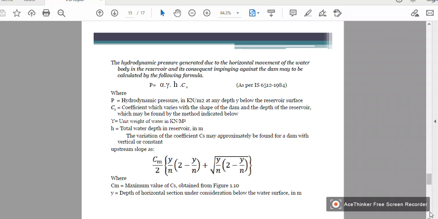Where gamma is the unit weight of water. The hydrodynamic pressure we are considering, then we take the gamma value as the unit weight of water, that is kilonewton per meter cube. Where H is the total water in the reservoir, that is in meters.